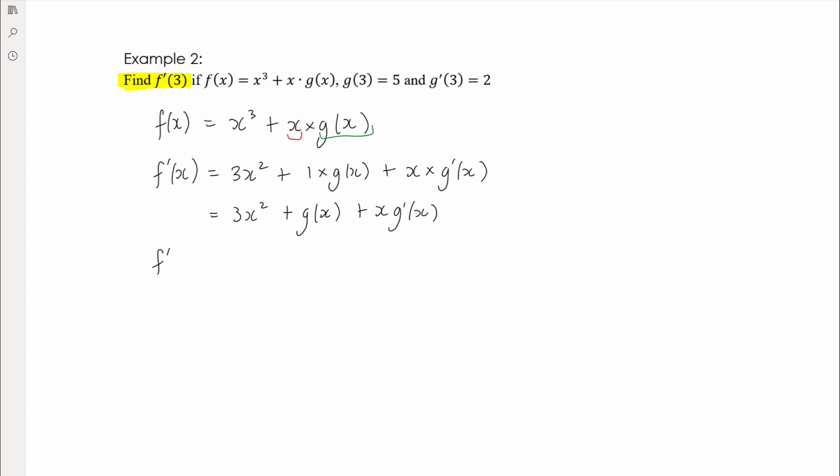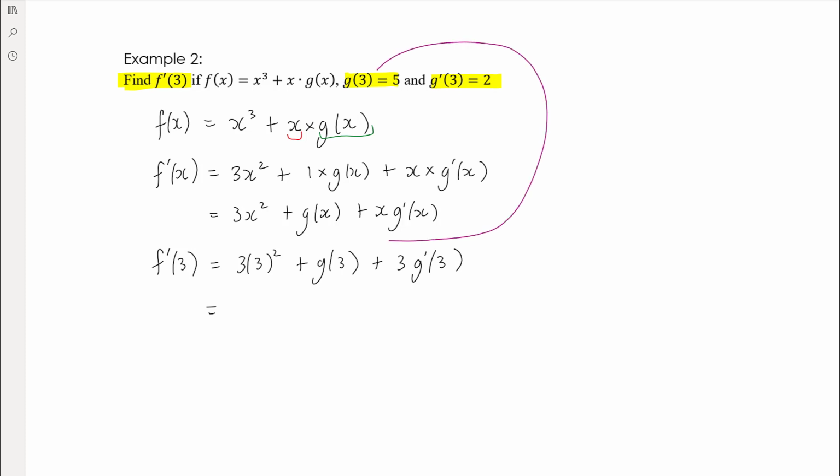Alright, now we want f dash at 3. So that means 3 times 3 squared plus g of 3 plus 3 times g dash at 3. And this is where the information here is useful. Okay, so we know that g of 3 is 5 and g dash of 3 is 2. Alright, so we can put that information in. So we've got 3 times 3 squared, that's 27, plus g of 3 is 5, plus 3 times g dash at 3, which is 2. So we've got, that's 32 plus 6, and so 38.